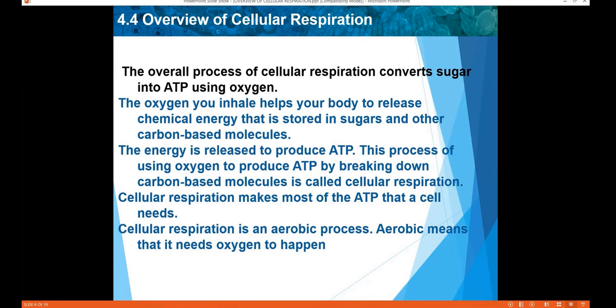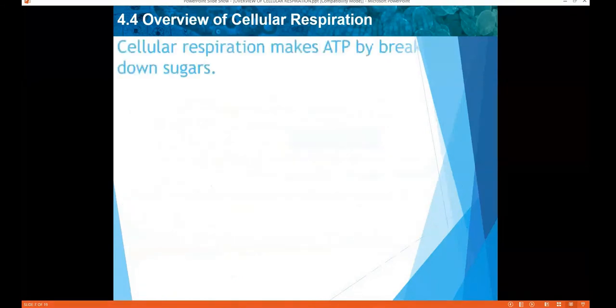If you want to define it, you will define it as a process which uses oxygen to produce ATP, or energy. How? By breaking down glucose, otherwise known as the carbon-based molecules in your body. This process is known as cellular respiration. So cellular respiration makes most of the ATP that a cell needs, and it is an aerobic process. Aerobic meaning? It needs oxygen. Excellent. Aerobic means that it needs oxygen to happen.